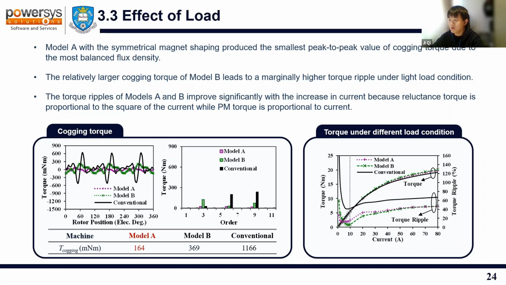the marginally higher torque ripple on the light load condition, shown in the green line in this figure. The torque ripple for model A and model B improves significantly with the increase of current. This is because the reluctance torque is proportional to the square of the current, while PM torque is proportional to the current. But overall, this shows lower torque ripple than the conventional one.